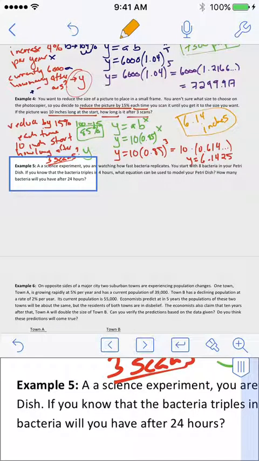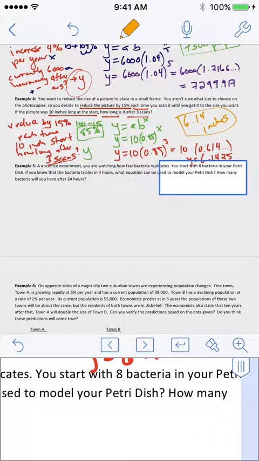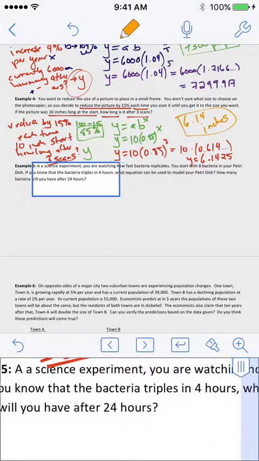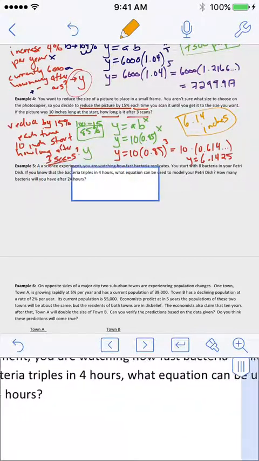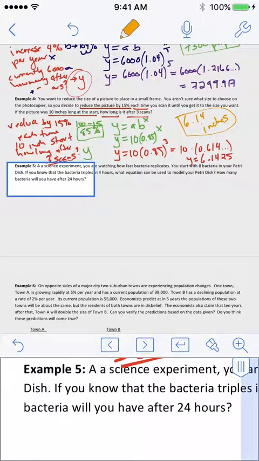Example number 5. Let's keep going. As a science experiment, you are watching how fast bacteria replicates. You start with 8 bacteria in your petri dish. If you know that bacteria triples in 4 hours, what equation can be used to model your petri dish? How many bacteria will you have after 24 hours?